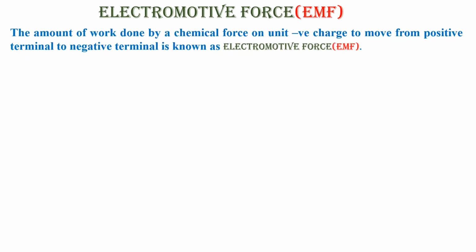Now let us see what is electromotive force. The amount of work done by a chemical force on a unit negative charge to move it from the positive terminal to the negative terminal is known as electromotive force. Previously I told you that positive charges get attracted to the conductor and the process goes on. The electrolyte present in the battery pulls all the negative charges towards the negative terminal.